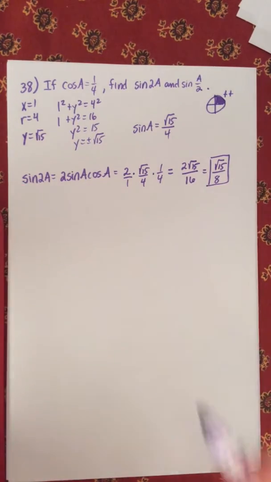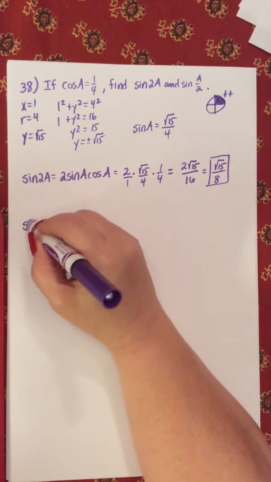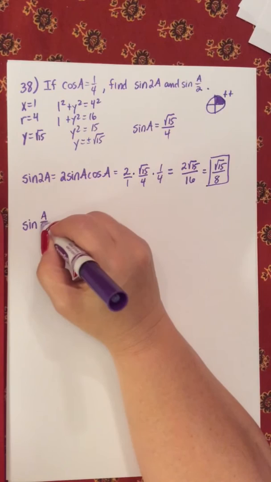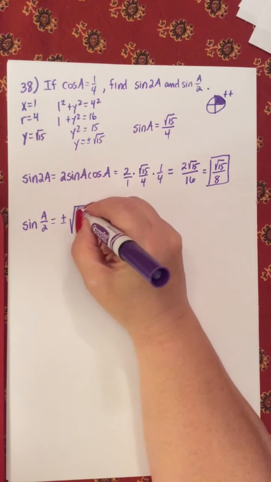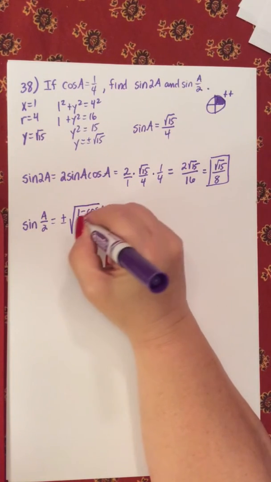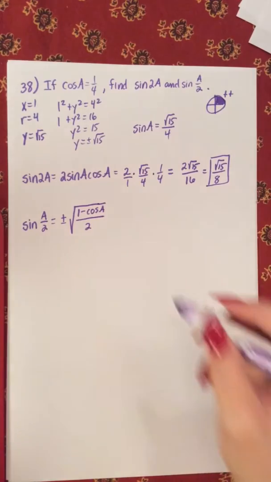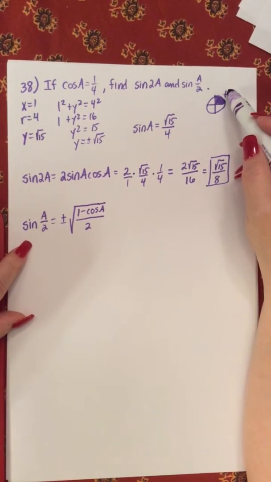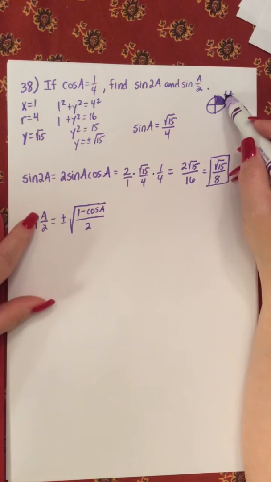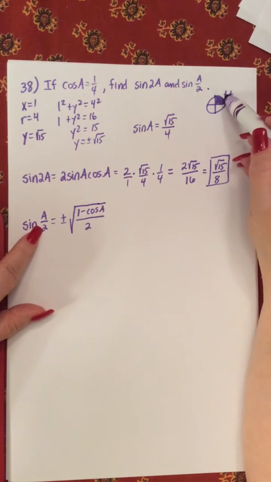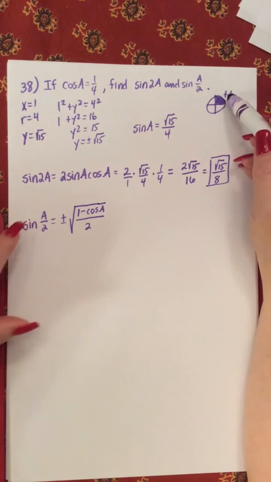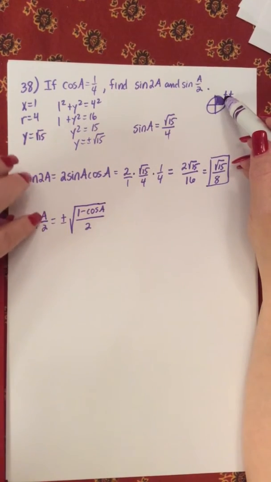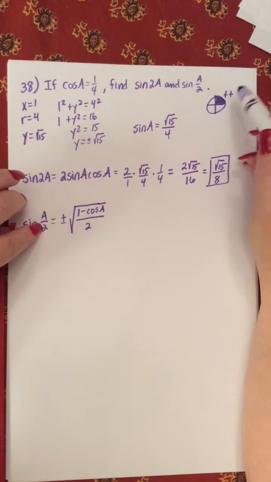Now I need to figure out the sine of a over 2. Okay, remember the formula says that sine of a over 2 is equal to plus or minus square root of 1 minus cosine of a over 2. All right, now we were told that angle A is acute. So if you take half of an acute angle, like let's say 60, and you split it in half, it's still going to be in the first quadrant. So the half of this will still be positive, because sines are positive up here.